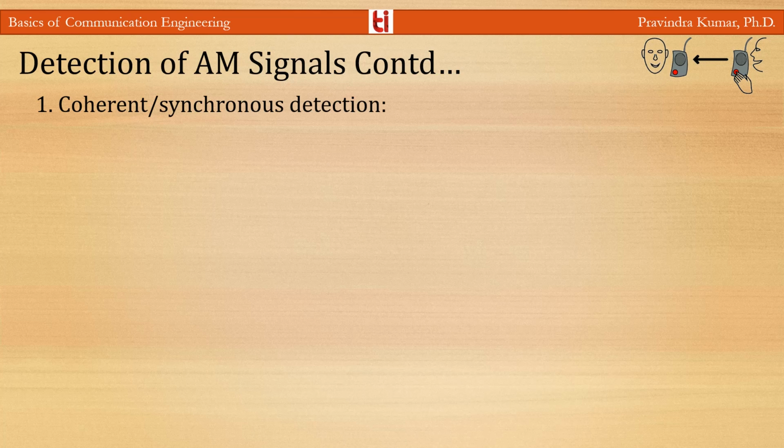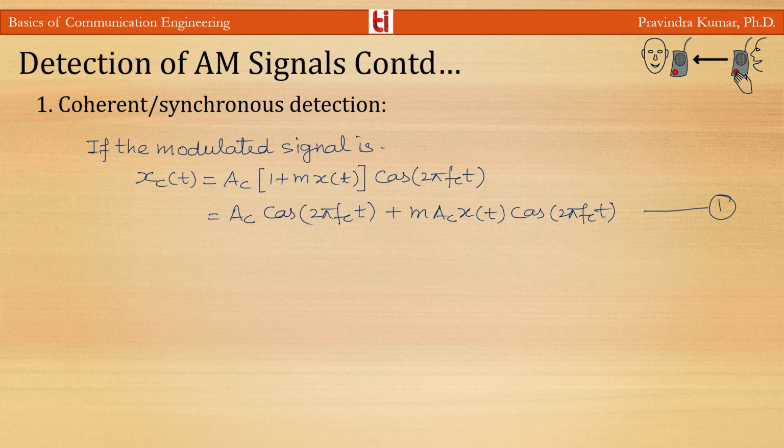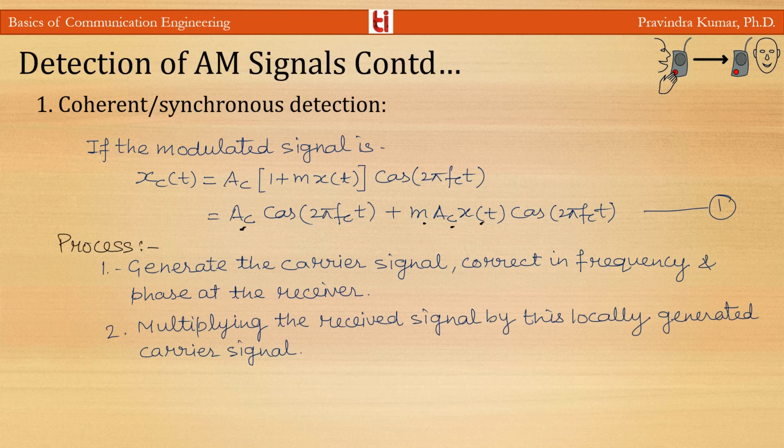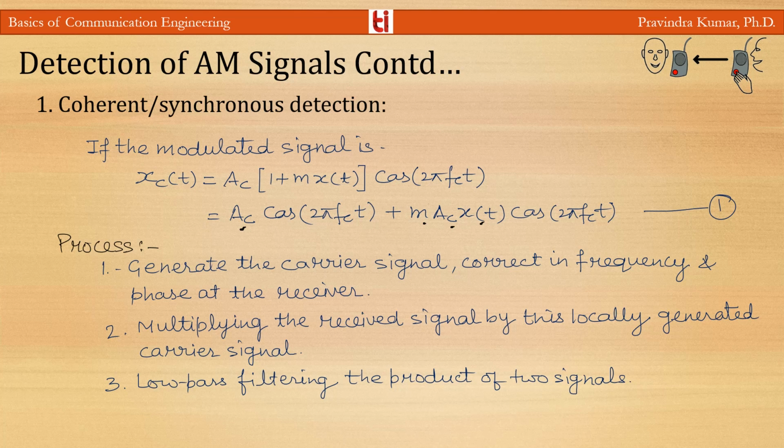If the received modulated signal is given by xc(t) = Ac[1 + m x(t)] cos 2πfct, or we can write it as Ac cos 2πfct + m Ac x(t) cos 2πfct. The process of detection is exactly opposite to that of modulation. We generate the carrier signal correct in frequency and phase at the receiver, multiply the received signal by this locally generated carrier signal, and then low pass filter the product of the two signals. So first we generate the carrier having the same frequency and phase as at the transmitter, multiply the amplitude modulated signal with this locally generated carrier, and apply this product to the low pass filter, then we will get our baseband or message signal.